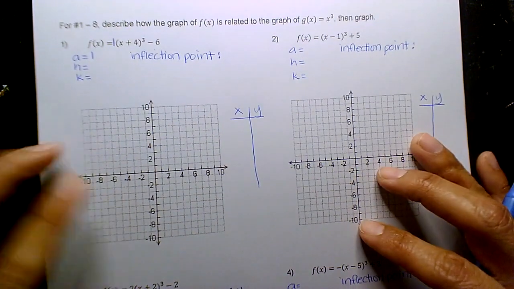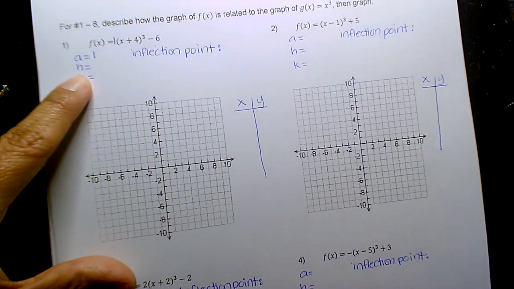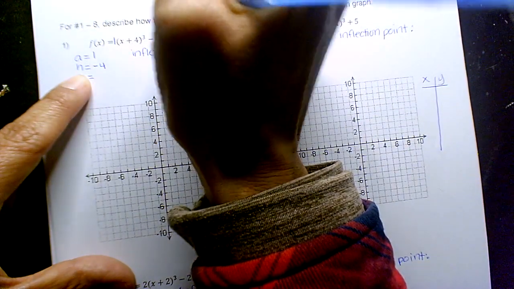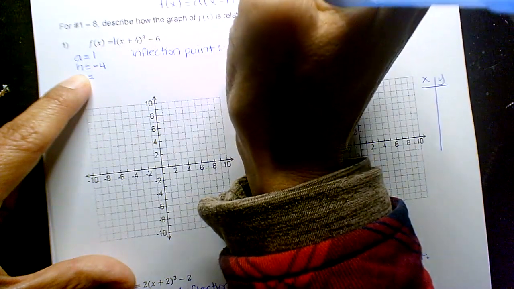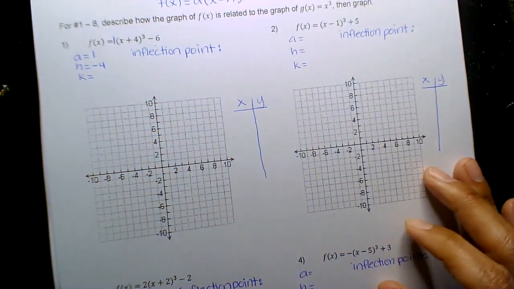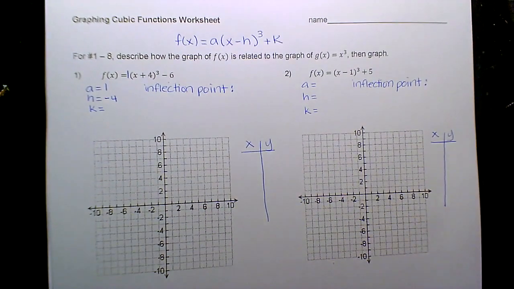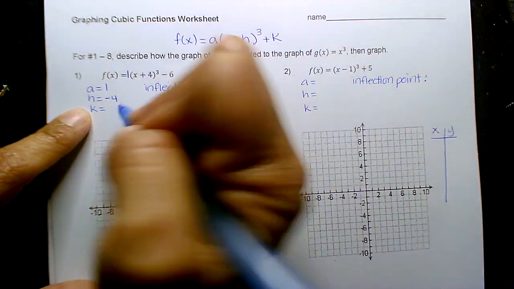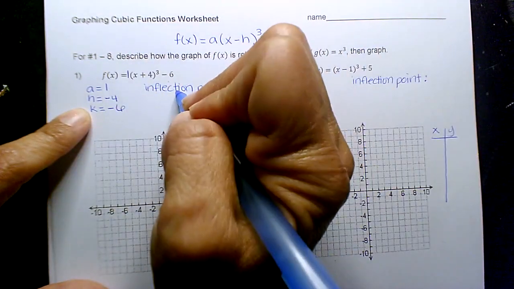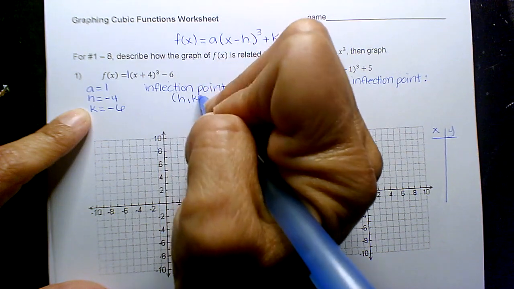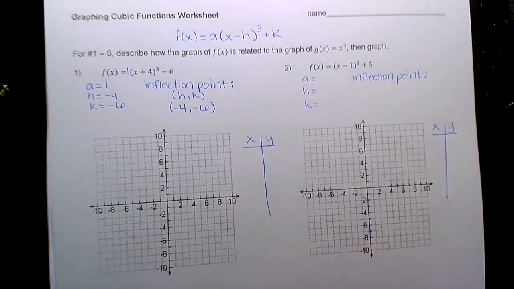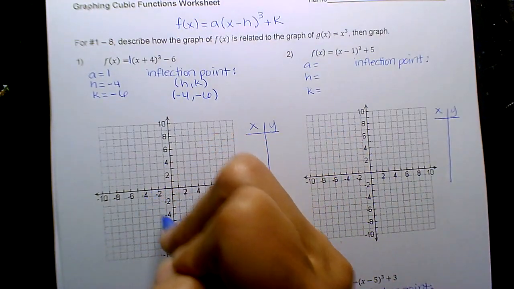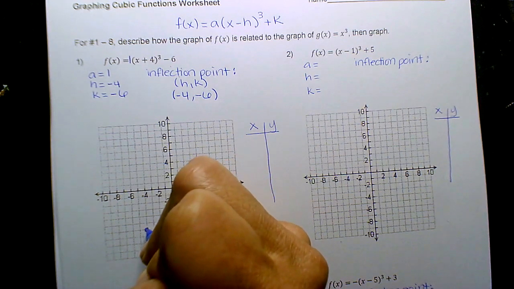Okay, what's my h value? Yes, -4. So remember, it is f of x equal a times x minus h cubed plus k. So it's just like you guys know it. All right, and what's my k? -6. So your inflection point is that h, k. So it is -4, -6.